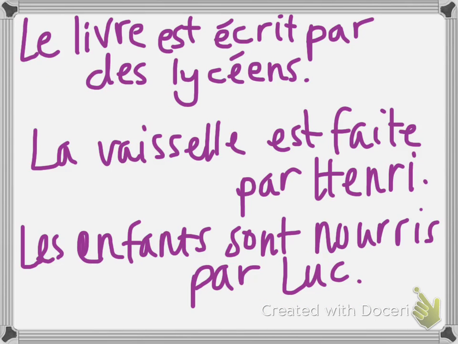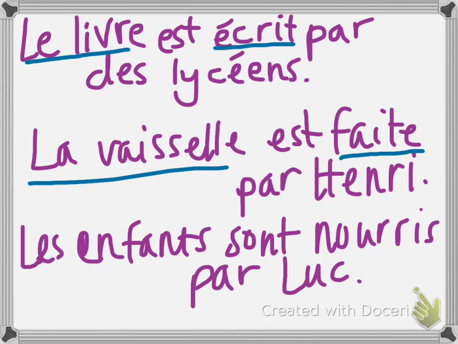So we have these three examples of passive voice. Le livre est écrit par des lycéens. So you notice le livre est masculin, so écrit is also. La vaisselle est faite par Henri. La vaisselle is feminine, so we add the E to make it faite. Et les enfants sont nourris par Luc. Les enfants is plural, so we make nourris agree with that.